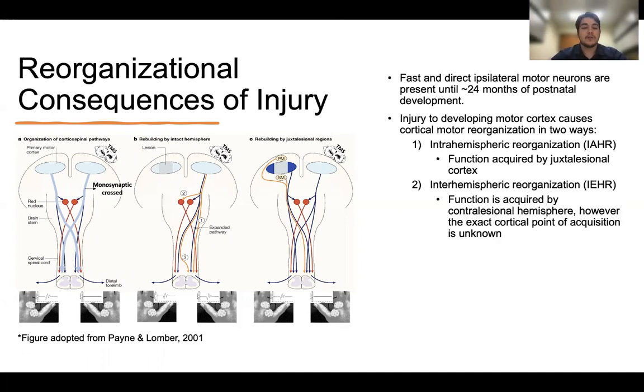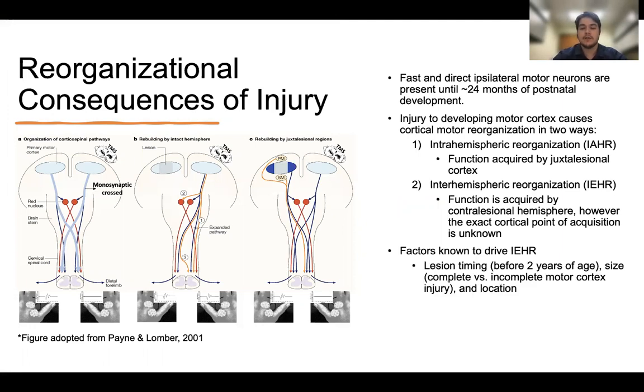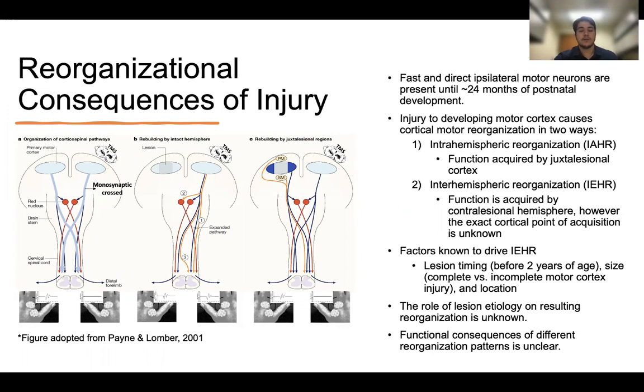A second reorganization type is interhemispheric reorganization, where a lesion occurs and function is shifted to a contralateral hemisphere, where this contralesional hemisphere develops contralateral and ipsilateral projections. However, the exact acquisition point of function from the lesion hemisphere is not well known. There are a few factors known to drive interhemispheric reorganization, such as the timing of the lesion, the size of the lesion, and the location. However, the role of lesion etiology on resulting reorganization is not known. Additionally, the functional consequences of different reorganization patterns is unclear.